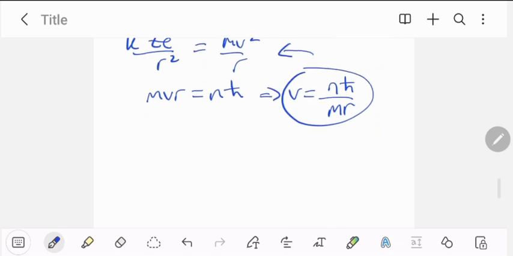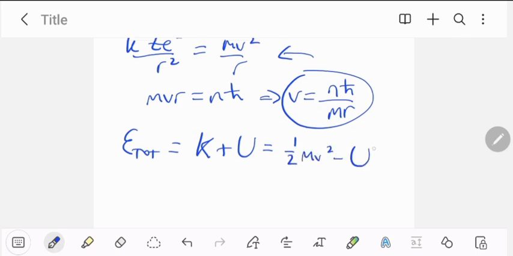And we can also use the conservation of energy. Conservation of energy states that the total energy in any system, any two objects in this case the electron and proton, is the sum of the kinetic energy and the potential energy. The kinetic energy is half mv squared. Potential energy is simply provided by U. We're going to figure out what U is. I skipped a step here, so let's go back to this.